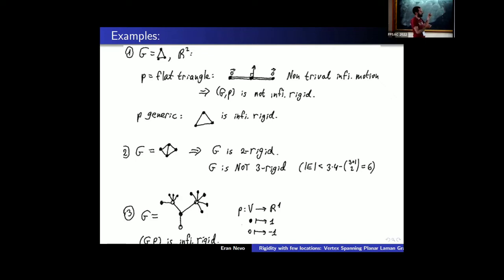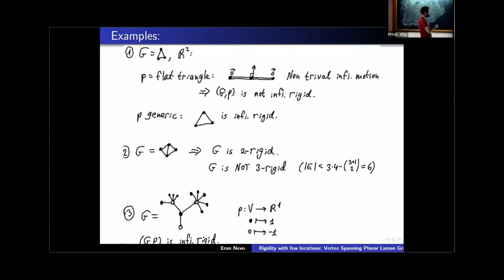If you think what the elements in the left kernel are, it means that you assign a velocity vector at each vertex. And the condition is that at every edge, the difference of velocities would be orthogonal to the direction of the edge. This is just by multiplying the velocity vectors with the rigidity matrix. So here we put zero velocities on two vertices, and then a non-zero velocity orthogonal to the direction of the two edges emanating from that vertex. That's a non-trivial element. But if you put a generic location, then you will get infinitesimal rigidity for the triangle in the plane.